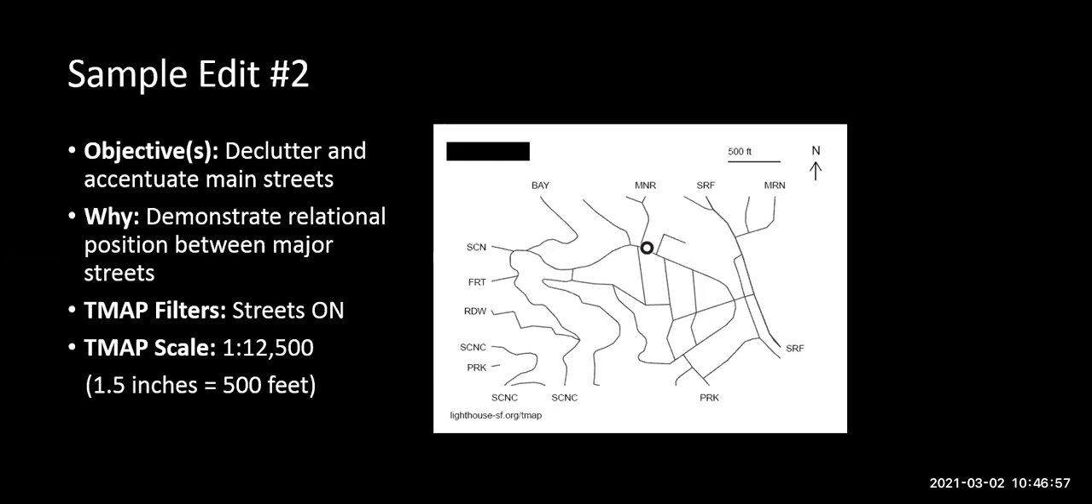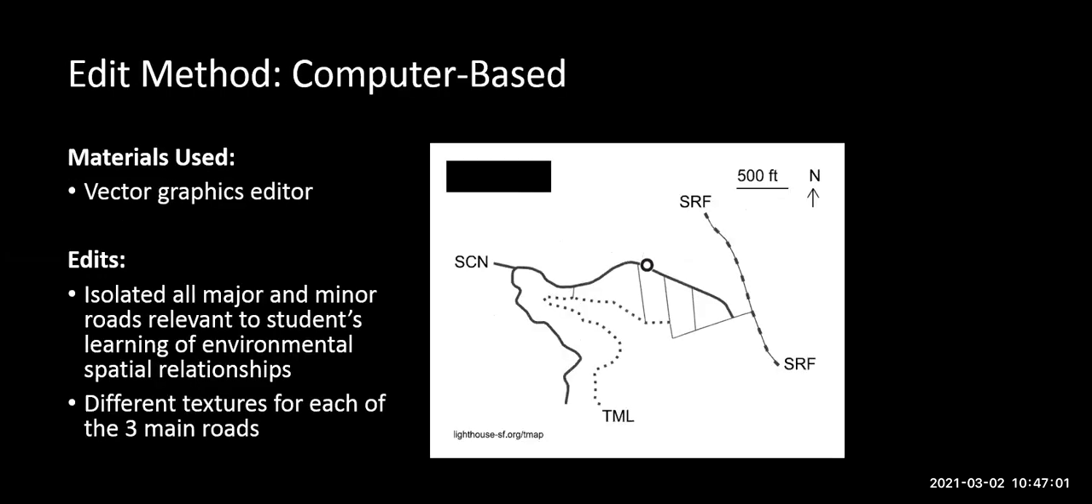So note the clutter, the tactile clutter. Next slide, please. And in this case, I used the graphic editor, Inkscape. And I isolated all major and minor roads relevant to my student learning of environmental spatial relationships. And I deleted everything else. And I used different textures for each of the 3 main roads. And again, this is something that I can use for a different student.